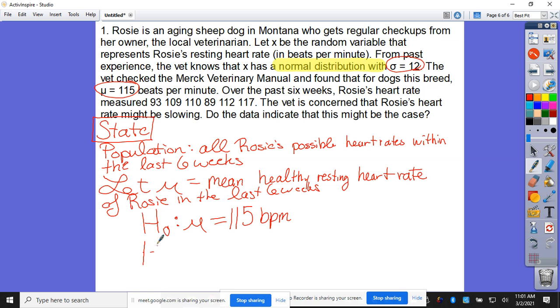And then, so this one is H sub what? What's my symbol? Still mu, still going to be 115 beats per minute. And then you said it's going to be what in between? Because I'm testing to see if I have evidence in the direction of less than. And what told me the decision to go with less than? That it might be slowing. So the wording of the problem is going to tell you the less than there.